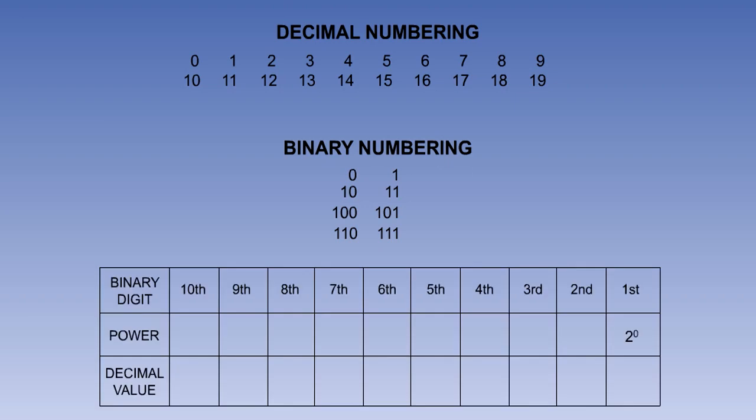In the binary system, each digit represents an increasing power of 2. The rightmost digit in a binary number represents 2 to the power 0, or 1 in the decimal system. The next, 2 to the power 1, or decimal 2. The next, 2 to the power 2, or 4. The next, 2 to the power 3, or 8, and so on.